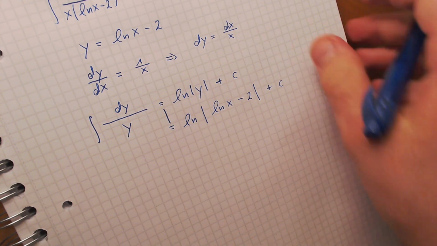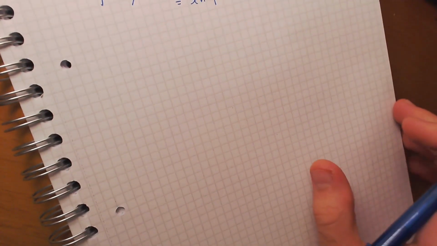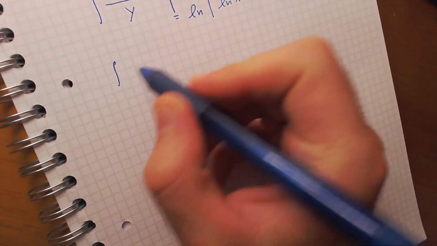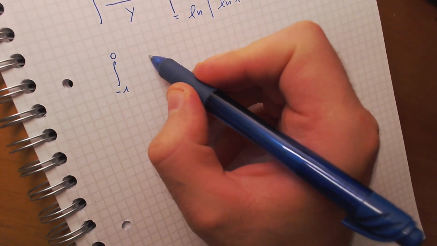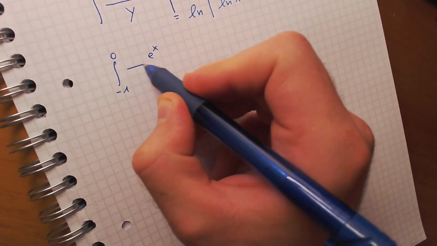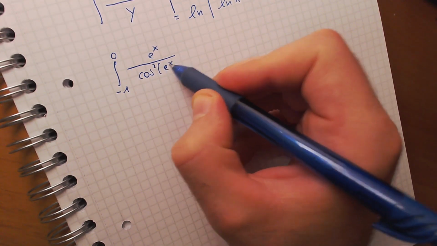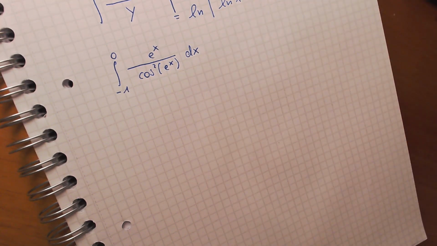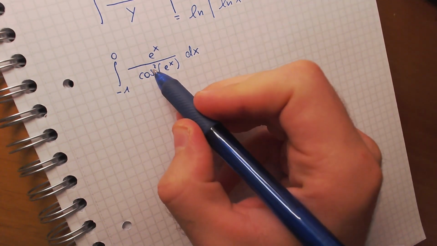Let's move to the second integral. It is a definite integral, between -1 and 0 of the function e to the x over cosine squared of e to the x, for dx. Okay, so this is our second integral.